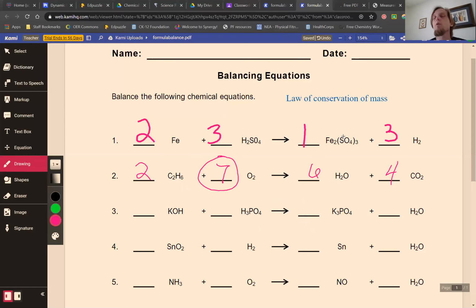Now that's a tough one, like I said. So I wanted to do that one for you because that one would have driven you nuts on number 2 and you would have been totally discouraged. The rest of them are not so hard.